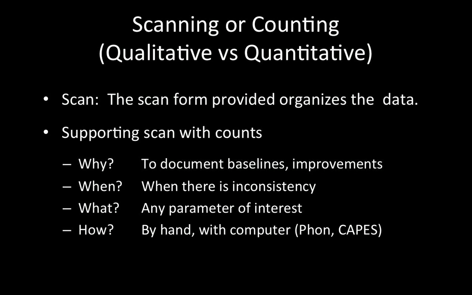Well, we are providing a tutorial on the scan form that we use for English and have adapted for the 15 languages now that organize the data for us. It's great, however, to support your scan with counts for certain parameters at least. Why? Well, in clinical service these days, you need to be able to document that you are making a difference to people. So you have to have baselines of the numbers of things that they can do when they come in to see you, and you need to document the change.